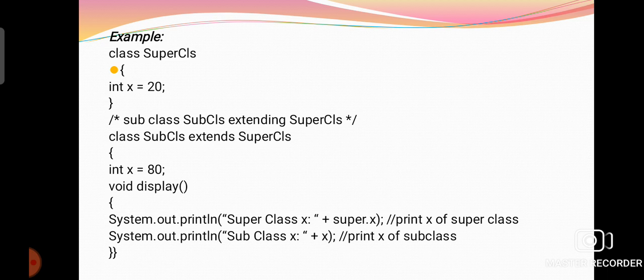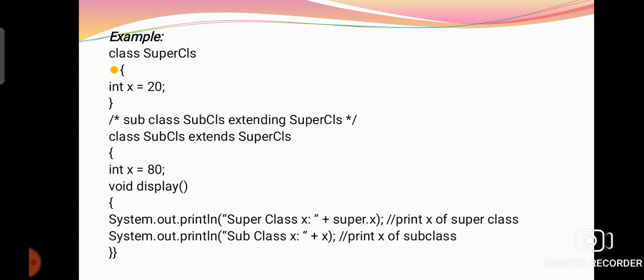and here the value of the member variable is 80. So we have the same member variables in both parent and subclass, and the value is different. Inside the method display, we are trying to print the value of x in both cases. Just x means we will get confusion, isn't it?